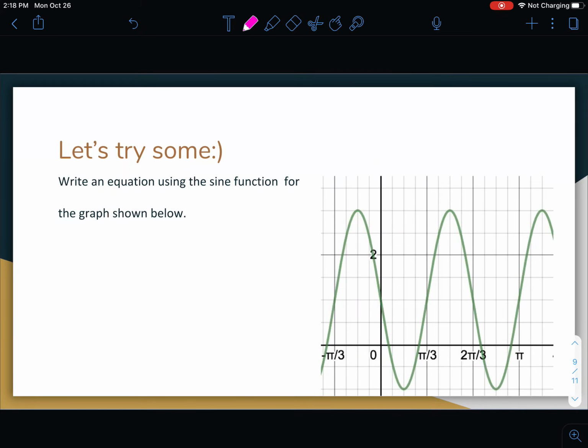So we're going to start out with this graph, and the question is going to ask us to find a sine function. The first thing I want to look at, and this doesn't have to be your first thing, but I usually look for the midline first. I'm going to record everything I do, and this is going to be y equals 1. So the midline is y equals 1. This also is a vertical shift of 1.